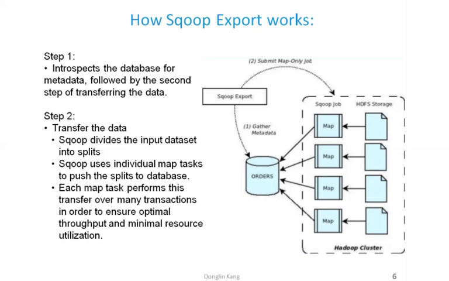Similarly, Sqoop export also works in 2 steps. Step 1, same as import: gather the metadata about the database for export. Step 2, Sqoop will first divide the dataset into splits, followed by Sqoop using individual map tasks to carry out the splits to databases.